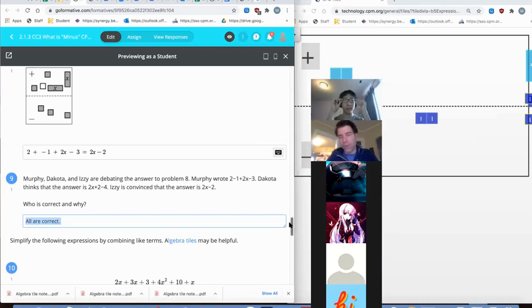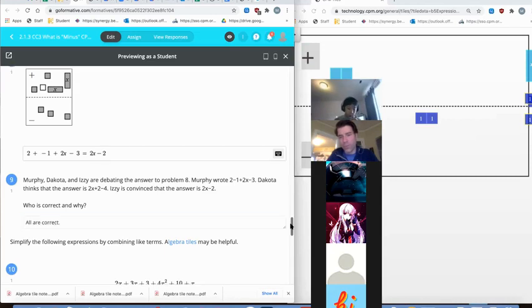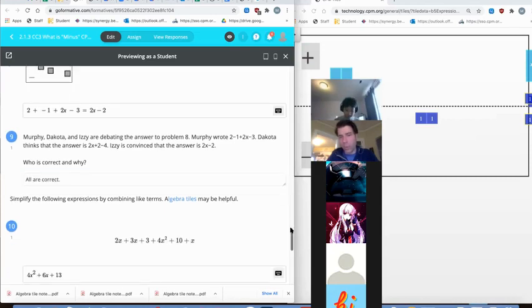There's lots of different ways of looking at problem 8. They all are correct. You may have come up with any of those and you would be right. Some of them are just more simplified than others. So basically, Murphy just did keep, change, change. Dakota combined like terms, and then Izzy canceled zero pairs. And so they all just got one step further along than the rest.